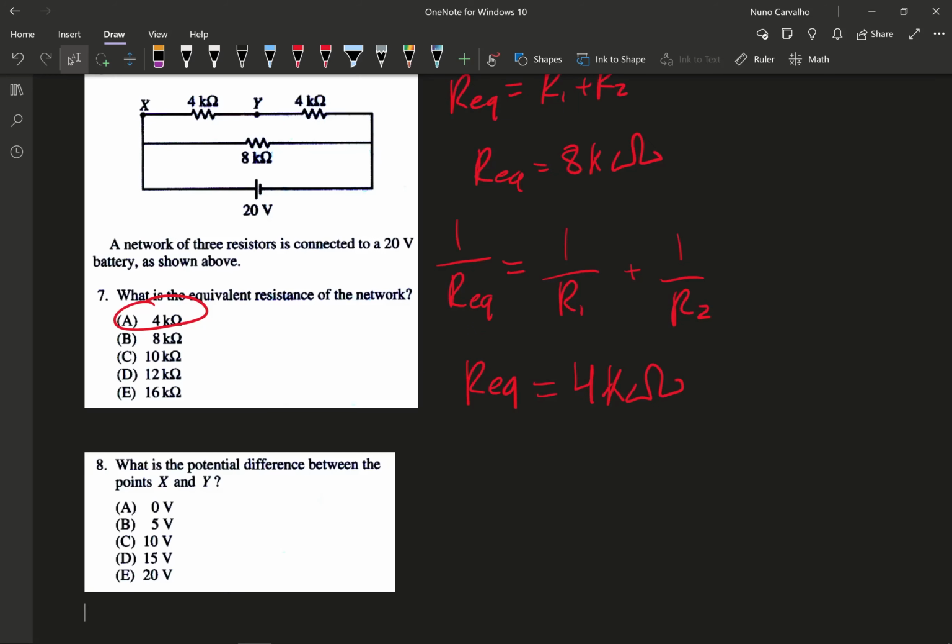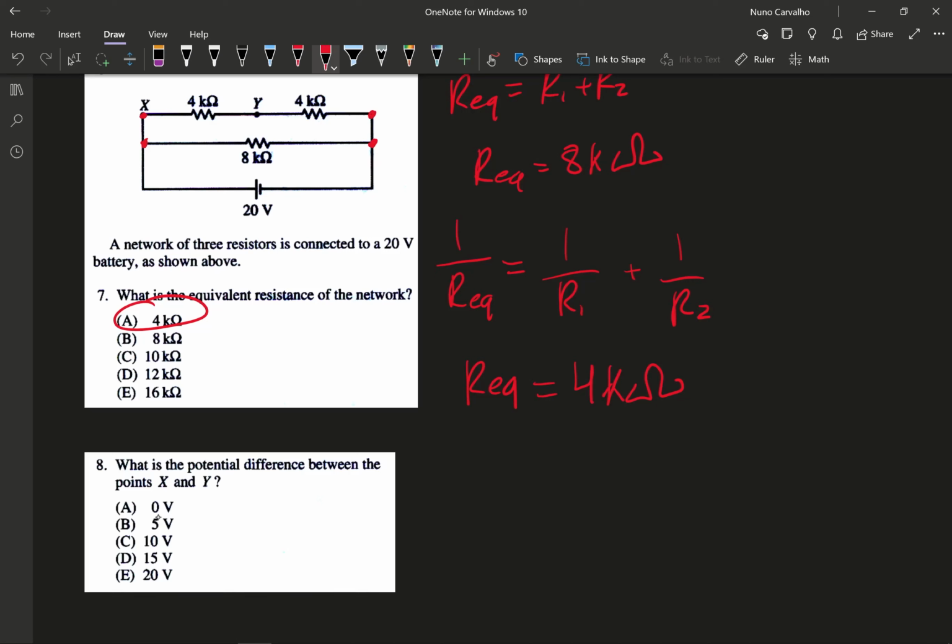Number 8 is still dealing with the same circuit from before, and it's a slight step up in difficulty, but not too much. It's asking about the potential difference between point X and point Y. Well, what I would do for this question is realize if the voltage difference here is 20, then the voltage difference from here to here is 20, and so from here to here, it's also going to be 20.